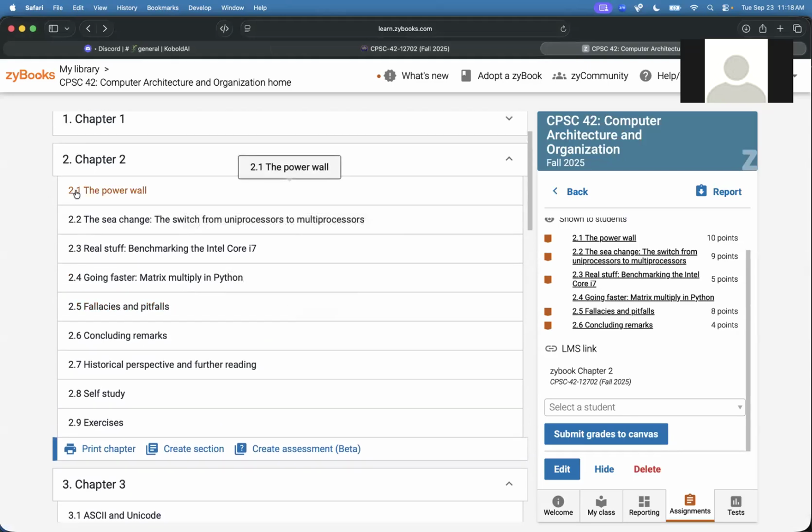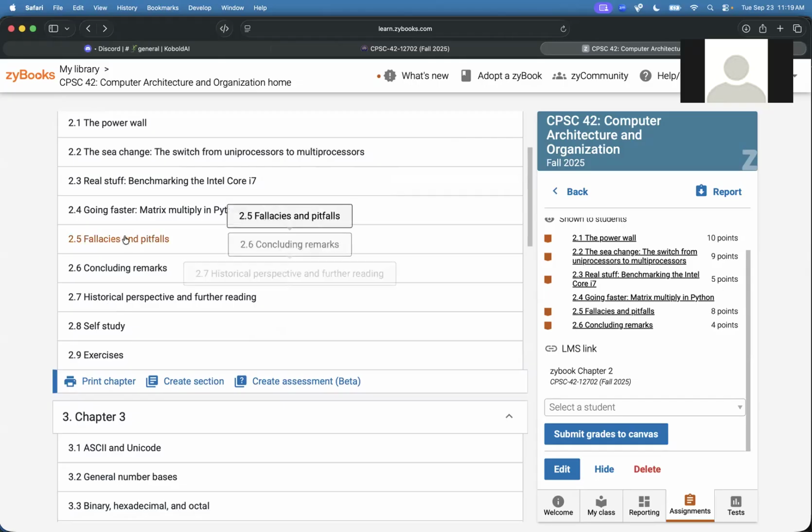In Chapter 2, we have 2.1 through 2.9 here, but actually the exercises only go to 2.6. And where I'm going to jump into is 2.5. So we'll just do 2.5 basically, and then jump into Chapter 3.